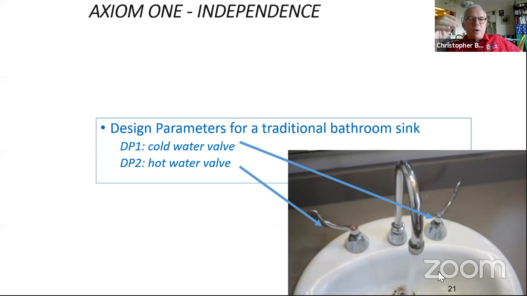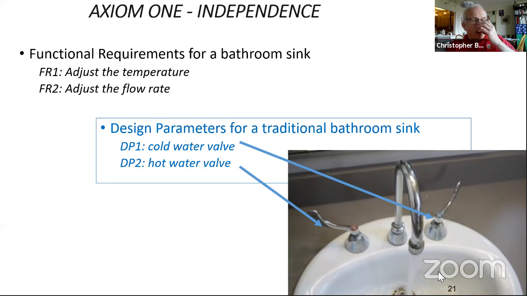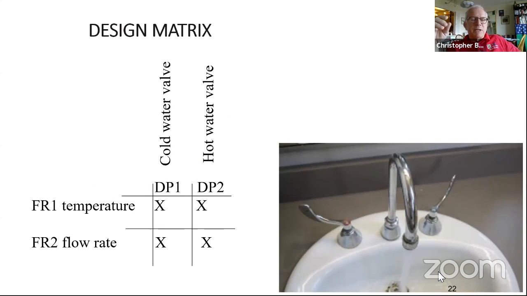Okay, so what do we have? We have got two valves or two handles that operate two valves, cold water and hot water. Our functions, though, which we should work out first, are adjust the temperature and adjust the flow rate. So now we can really ask the question, is this a good design? So if we take a look, function 1 is about temperature, function 2 is about flow rates. That's FR, functional requirement 1 and 2.